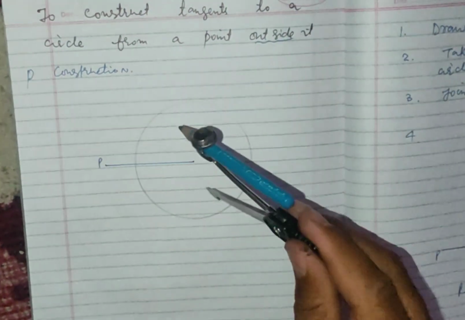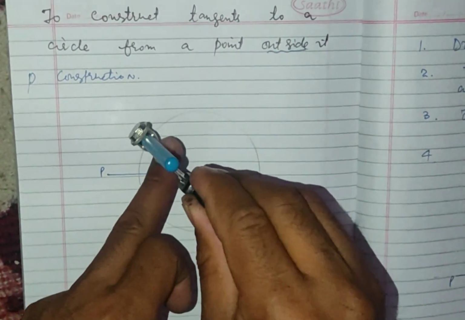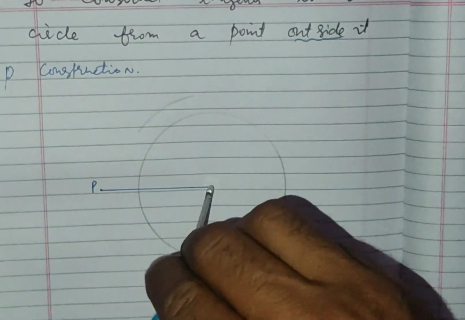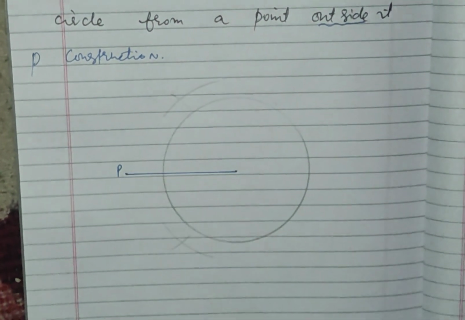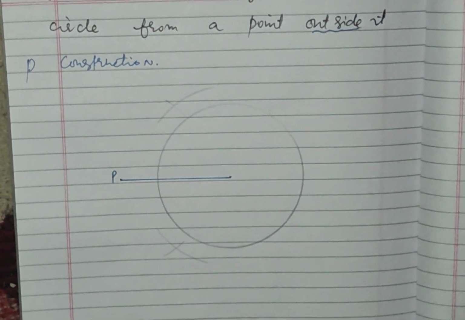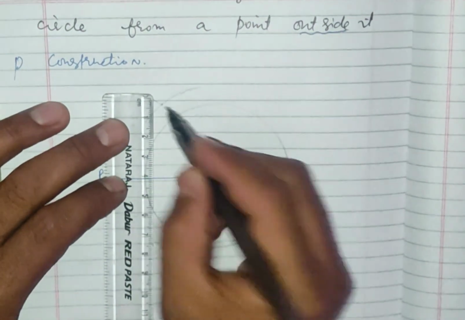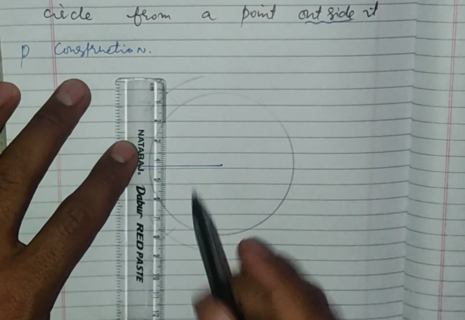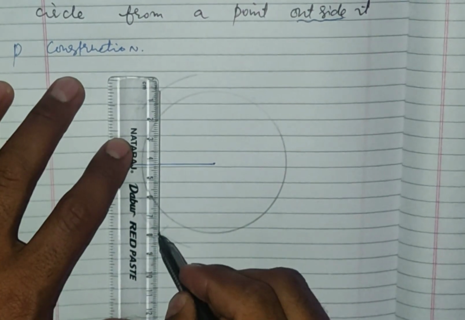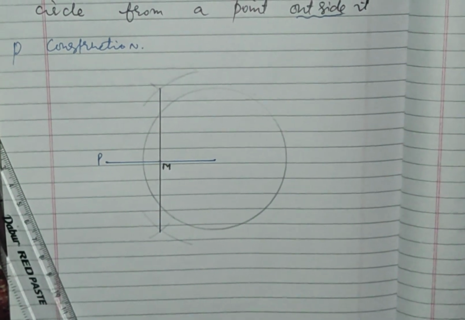Now listen here. We have to bisect this very line OP. So with O as center and radius greater than half of OP, we will draw two arcs in this way. We have to join now these two points, one point and another point. Okay. This is point M. M is the midpoint of OP.